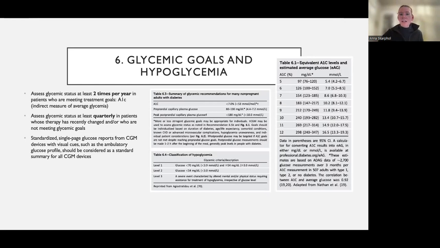And then here we can see, like I mentioned in table 6.3, was that A1C less than 7 goal. They also have the classification of hypoglycemia and what level 1, 2, and 3 are there, as well as in table 6.1. I really like this one. It takes the A1C and compares it to what that would look like as a blood glucose reading. That's a really great visual for patients, just because they don't always know what the A1C numbers mean, but they get pretty used to seeing what those different and various blood glucose readings mean. So that's an important one to kind of show your patients sometimes.